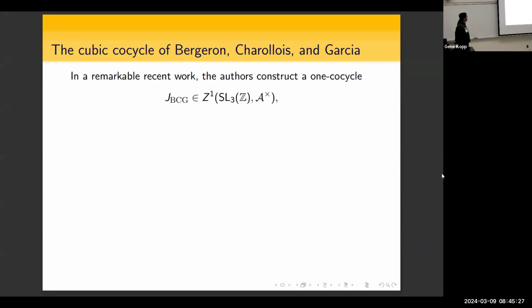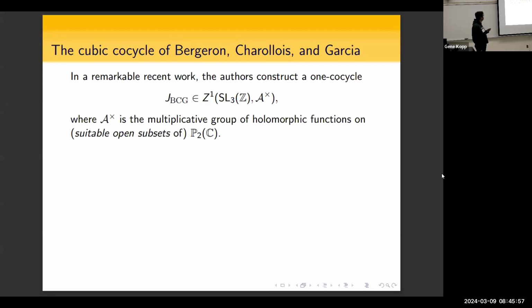Now, a work which I think is also related and has appeared recently is this article of Nicolas Bergeron, Pierre Charollois, and Luis Garcia, which considers the case of cubic fields, specifically complex cubic fields with one complex place. And so what they do is construct a certain one cocycle, which I'll call J sub BCG. So it's a one cocycle on SL3Z with values in A star, where A star is the multiplicative group of functions that are holomorphic on certain open subsets of P2 of C, P2 of C being endowed with the natural action of SL3.